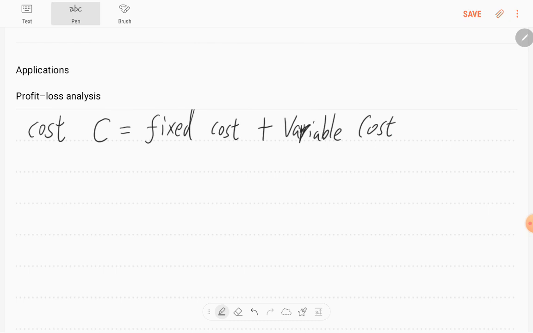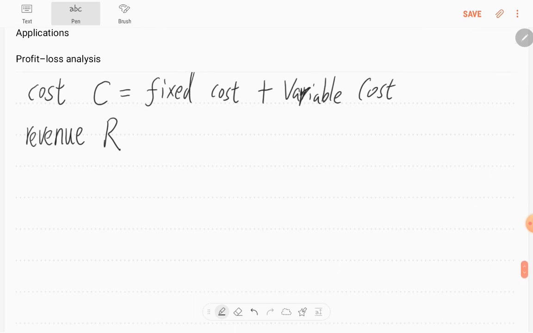Of course, when they sell the products, they have some income, right? Which is called revenue. We use R to denote this revenue. Revenue is the amount of money that the company receives from selling its product.